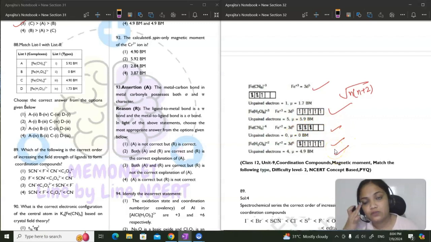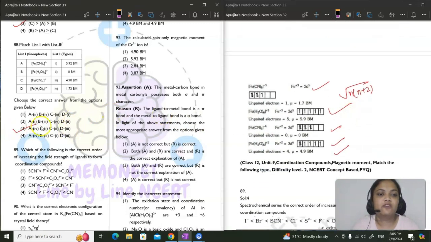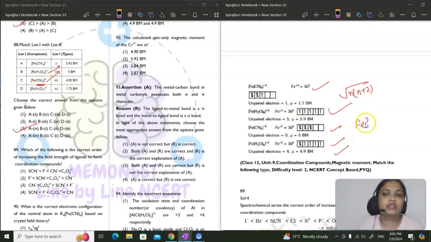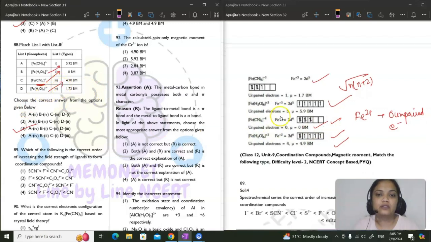Okay. So when you find the values, you will see the number of unpaired electrons, put the values. So answer is going to be option 3: A4, P1, C2. Because here iron is in +2 oxidation state and it is having no unpaired electrons. So if there are 0 unpaired electrons, it means your magnetic moment will be 0. And for the last one, it's 4.9.